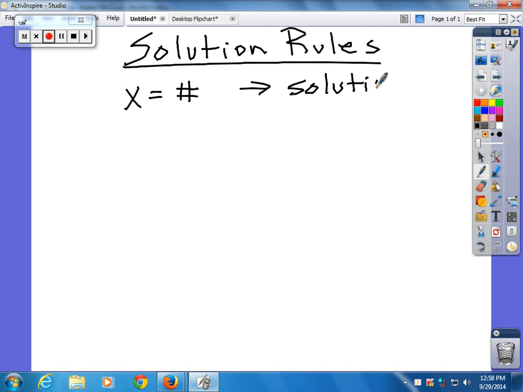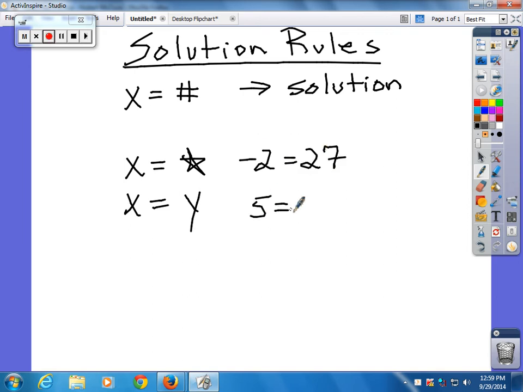And you can take that number and do what with it? Plug it back in, and what does that do? Checks it, to make sure it's right. 90% of the time you're going to get this. But sometimes you're not. Sometimes you're going to get x is equal to star, or x is equal to y, or negative 2 is equal to 27, or 5 is equal to negative 16. And all of these are what? Not true.